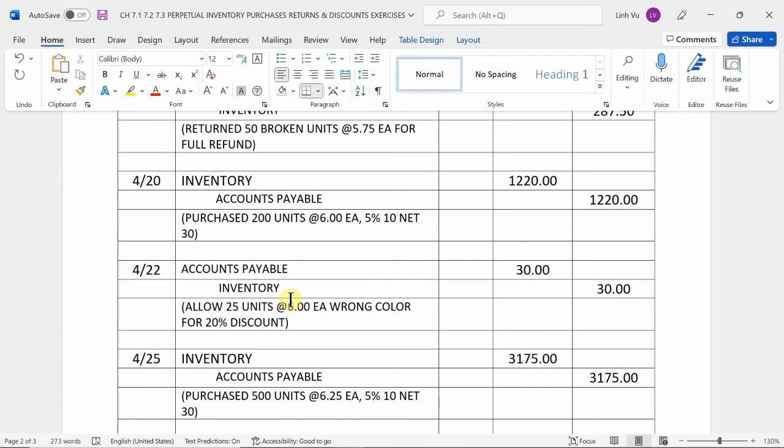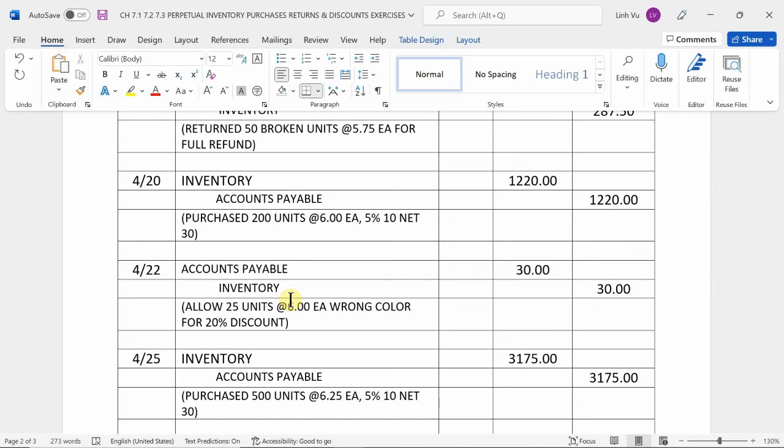They also gave us another opportunity for another discount if we paid within 10 days. So did we make the discount due date? Yes, we did, because we're paying on April 30th, which is exactly 10 days after April 20th. So we need to calculate what that 5% discount is.